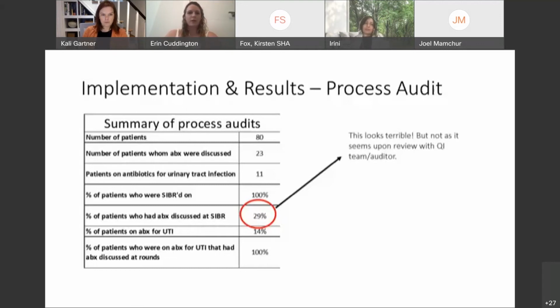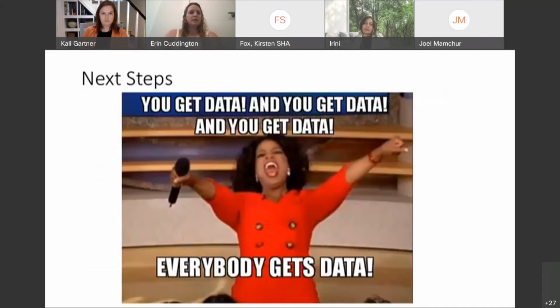As far as next steps for the project, more data collection is what we're going to be doing. We're going to be looking for more data to see whether our intervention is actually going to be successful, because we haven't started to collect any of that data. So that's going to be our next step for the project.